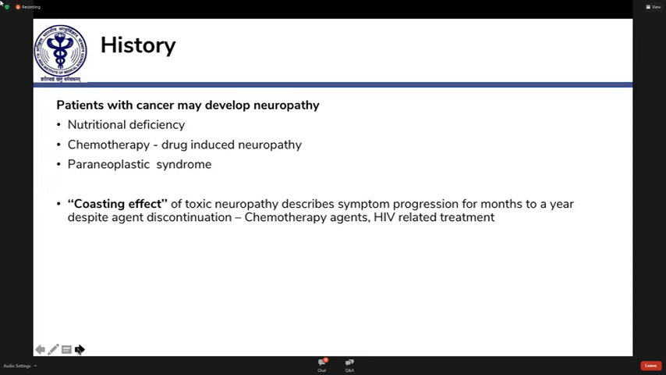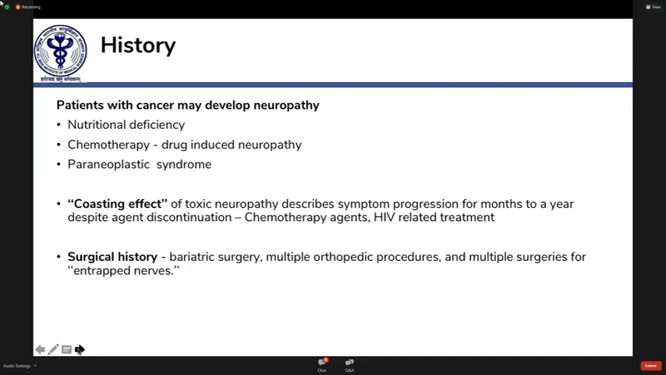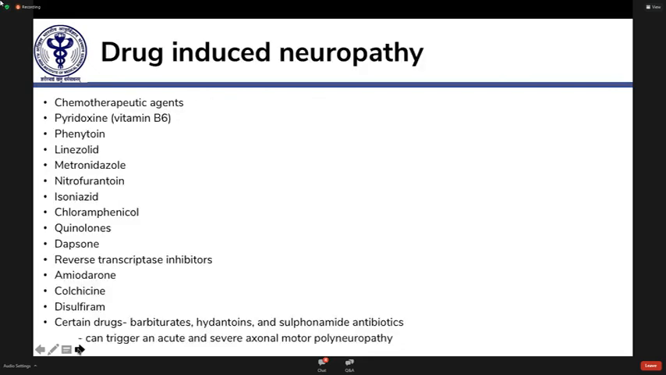There is something called the coasting effect, where a toxic neuropathy describes symptoms progressing over months to a year despite discontinuation of the agent. For example, coasting is usually seen with chemotherapeutic agents or HIV-related treatment. We also ask about surgical history, because bariatric surgeries can cause nutritional deficiencies, and also multiple orthopedic procedures, or multiple surgeries for entrapped nerves.